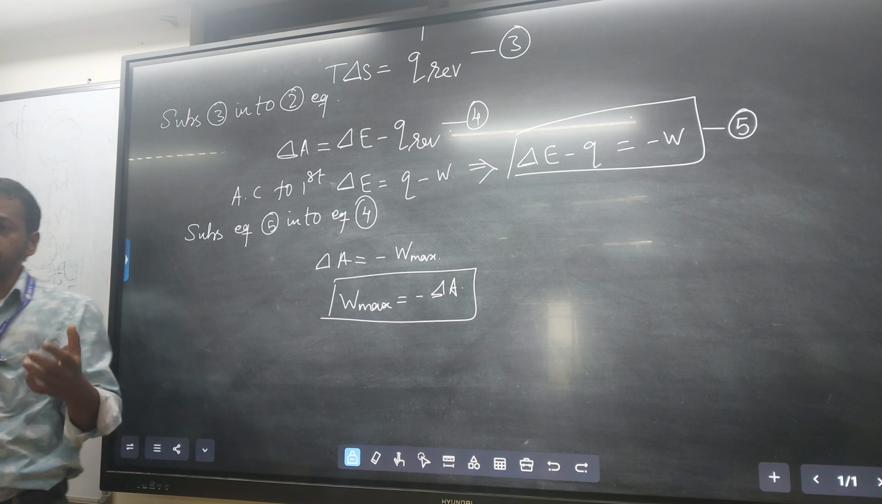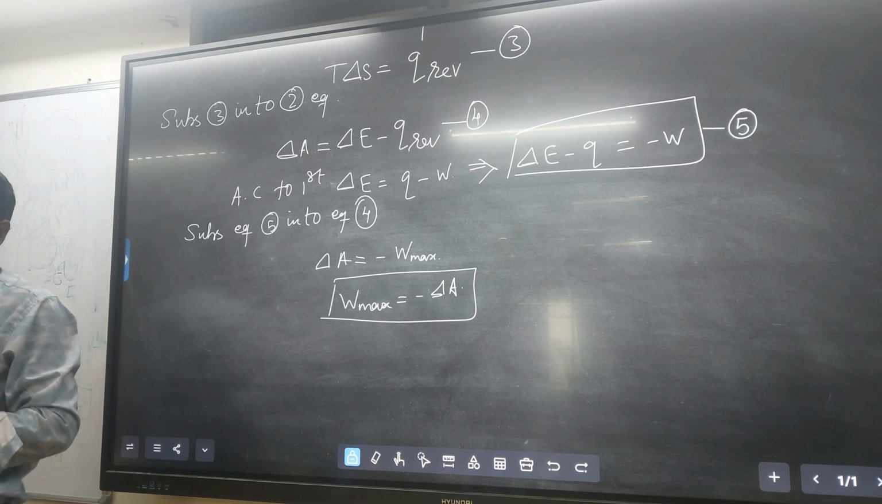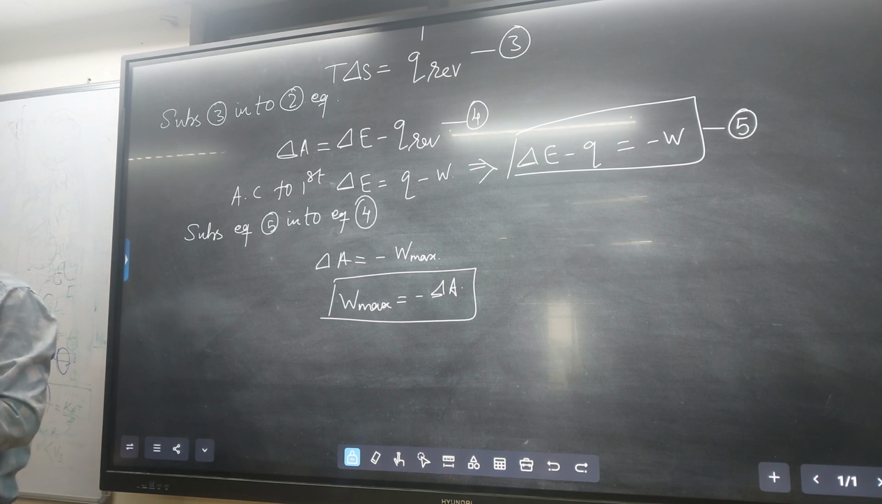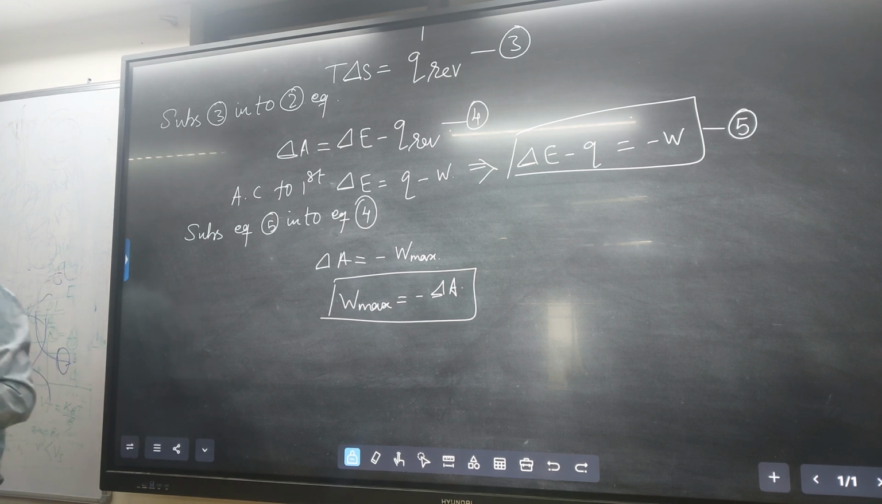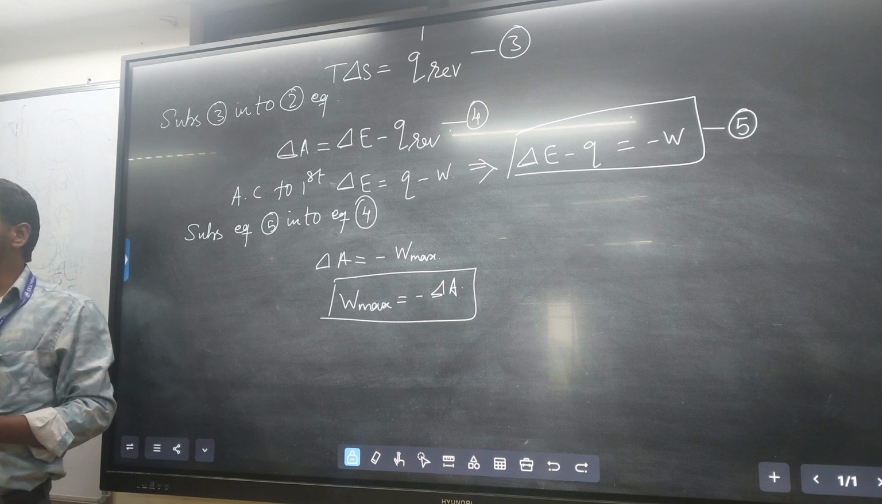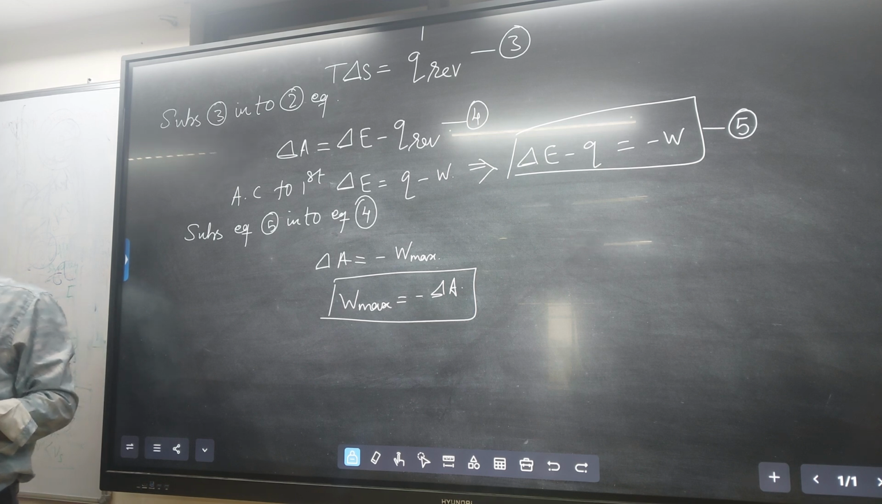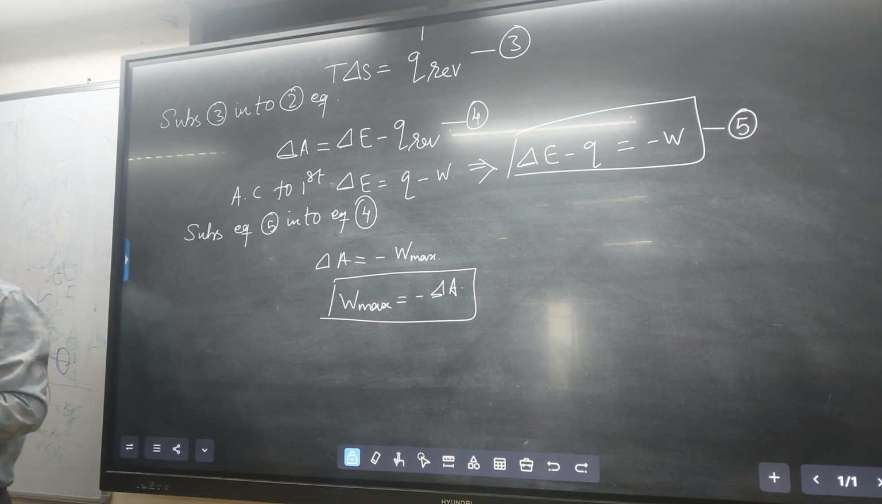So just substitute here. At the beginning you can take delta A equals delta E minus T delta S, where T delta S you substitute using the entropy equation. Again you substitute according to the first law of thermodynamics: the internal energy change equals the total energy supplied to the system minus the work done by the system. You substitute and get delta A equal to W max. When the Helmholtz work function decreases, we obtain the maximum product from the system. That's it. Right?